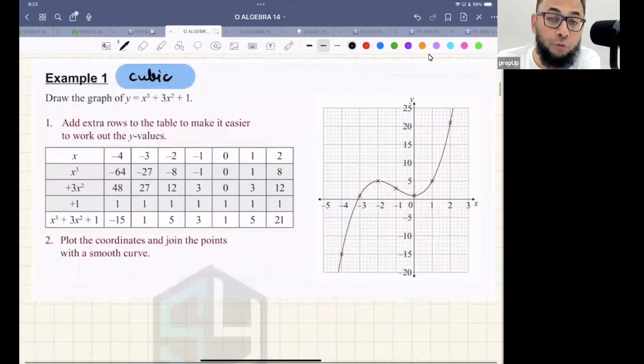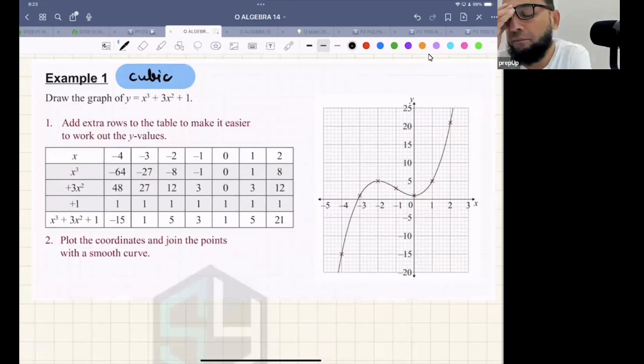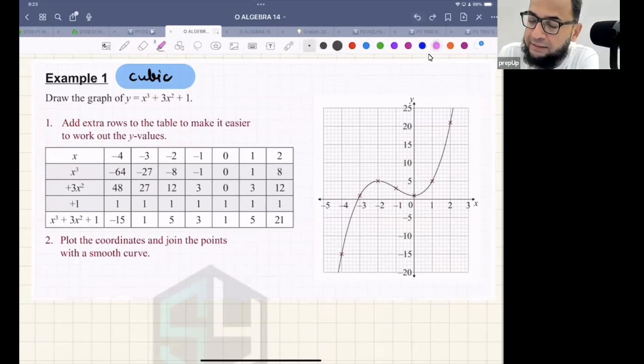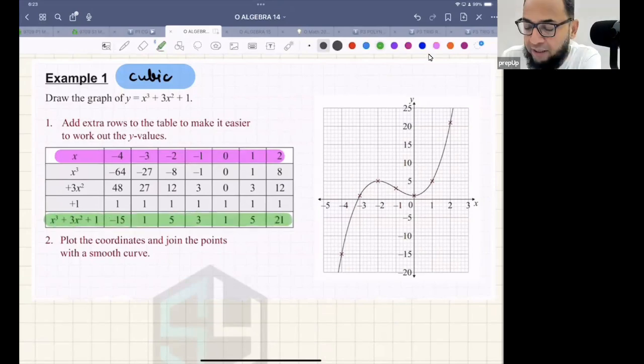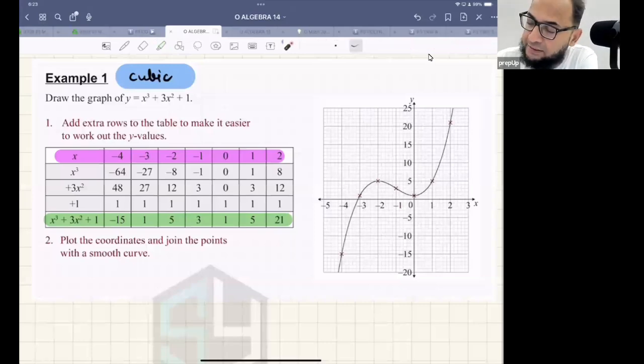Another graph, a cubic graph. Now this cubic graph, we plug in values of x. So we plug in values of x, and these are the corresponding values of y. And when we plot it, what do we get? We get the shape like this. It's going like this. There is no line symmetry over here.